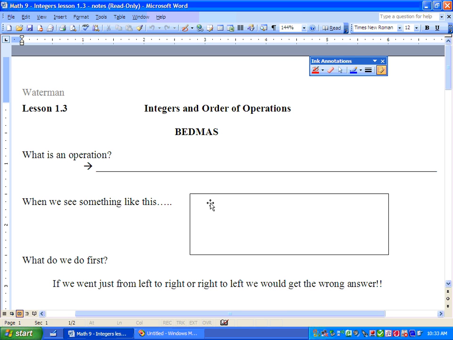This is Mr. Waterman again, and right now we're on lesson 1.3, Integers and Order of Operations. We're going to be talking about BEDMAS today.